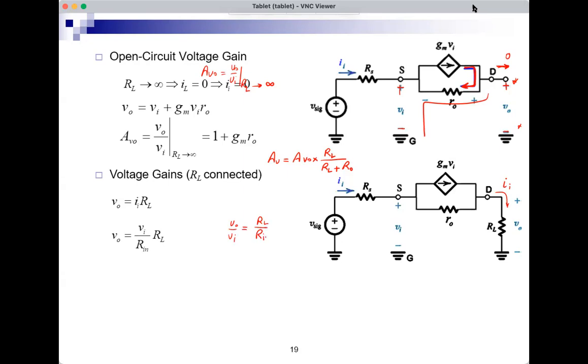And I have an expression for Rin from the previous slide. And if you take this expression and simplify it, you get AVO times RL over RL plus Ro. And you will get a small ro here. So this is like a hint that the output resistance is equal to small ro. Well, we can show that very easily. So let's do the output resistance for our common gate.